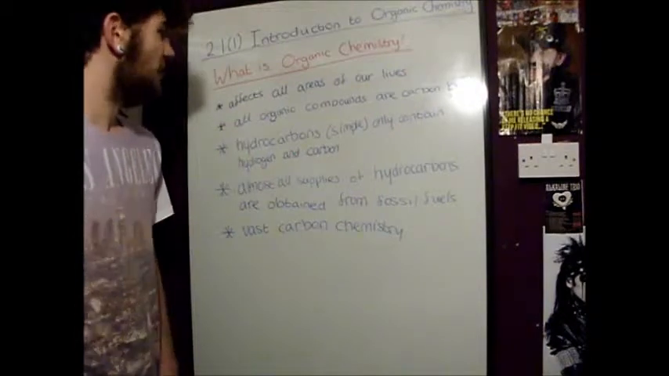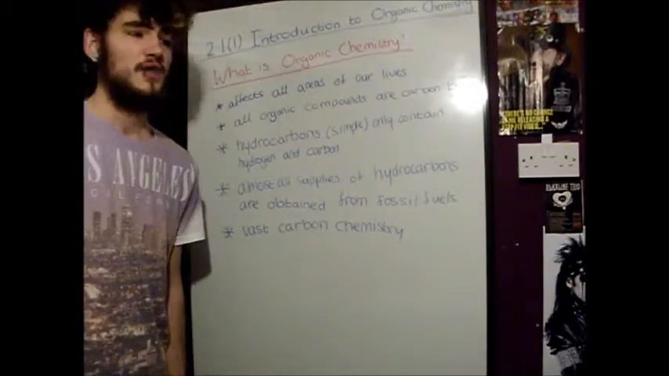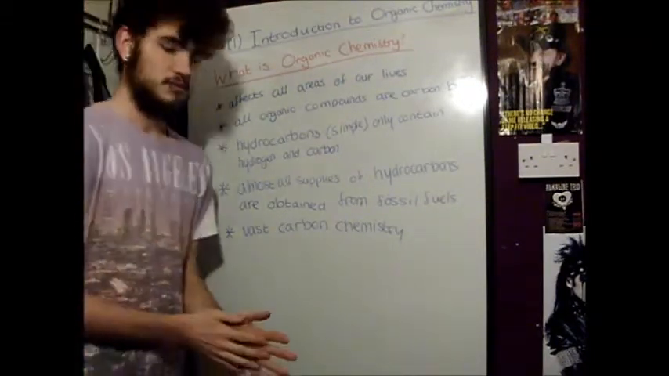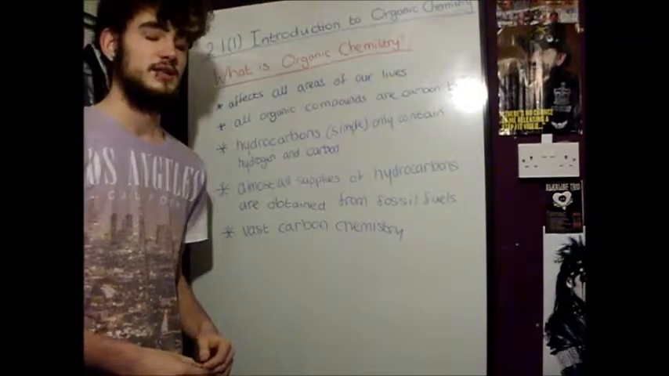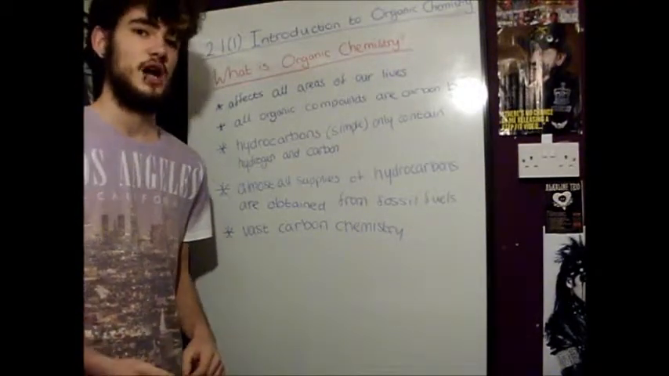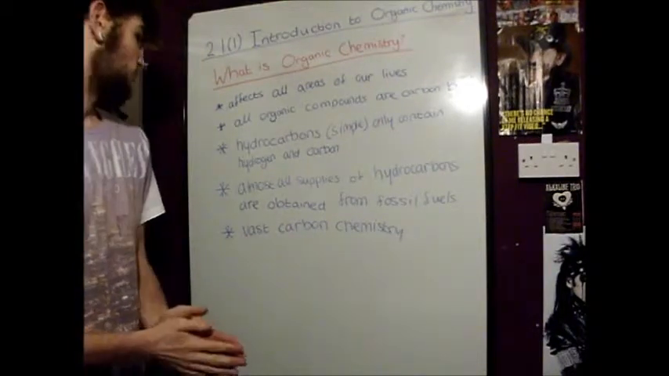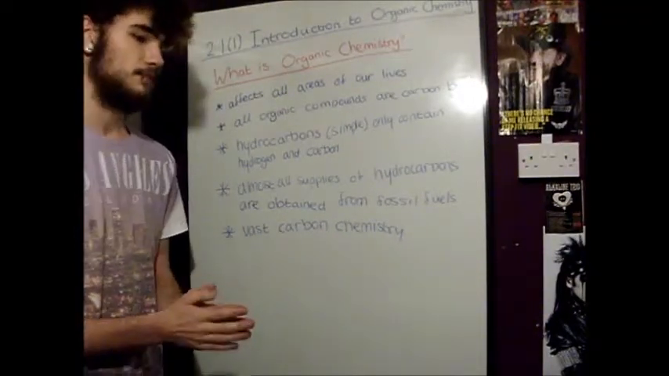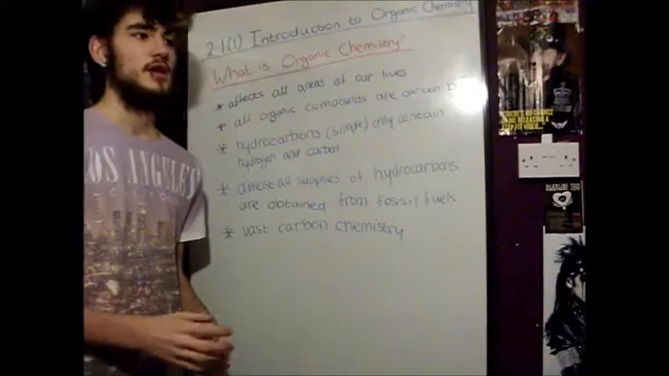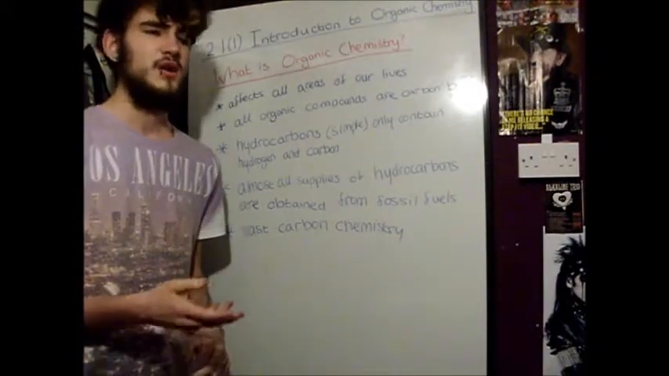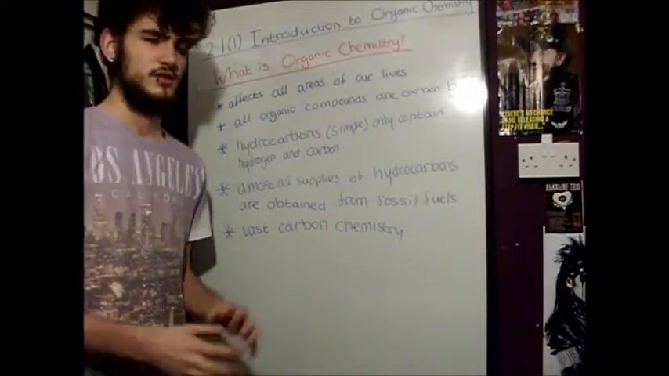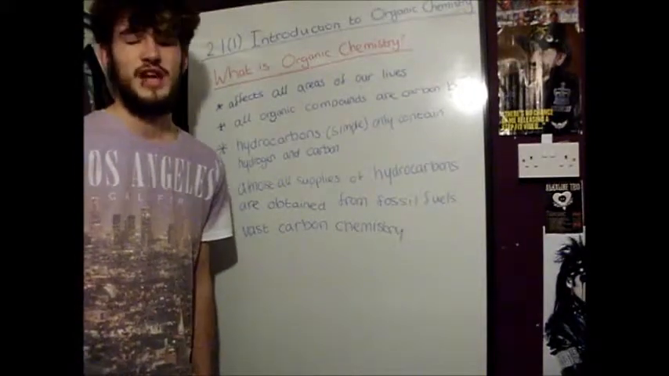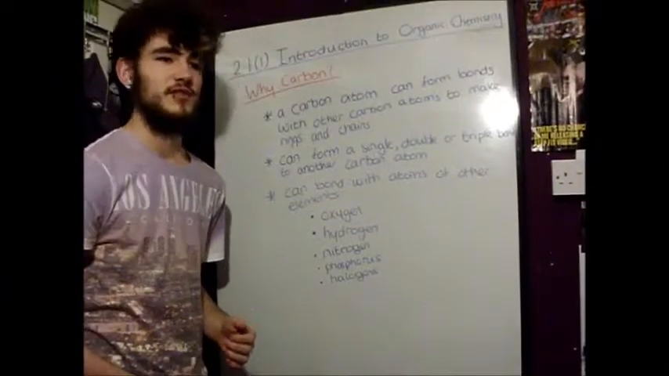The main factor for organic compounds is that they all contain carbon and that they are carbon based. Hydrocarbons are the most simple organic compounds, and they only contain hydrogen and carbon, given away in the name. Almost all supplies of hydrocarbons are obtained from fossil fuels like coal, and the chemistry of carbon is extremely vast. There are over 10 million different carbon compounds that are known, and it's estimated that around 300,000 are discovered each year.